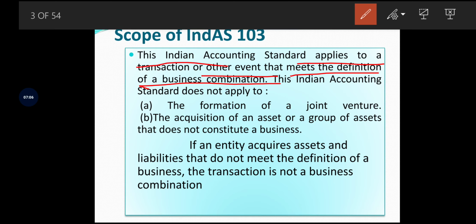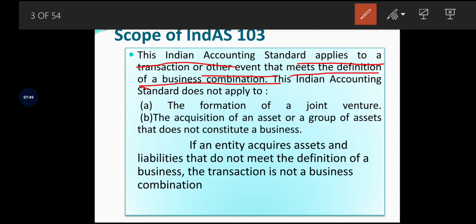So this Indian Accounting Standard applies to all transactions or events that meet the definition of a business combination, which means when the business organization has control over the assets and liabilities of another company. That situation is called a business combination. So if the organization meets the definition, then Indian Accounting Standard 103 is definitely applicable. If not, the criteria decide where it is applicable and where it is not. Let's see the criteria where the standard is not applicable.